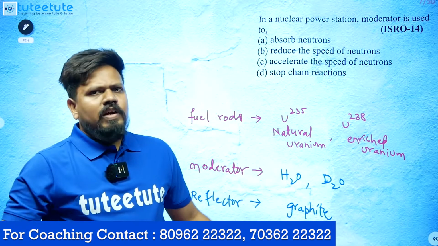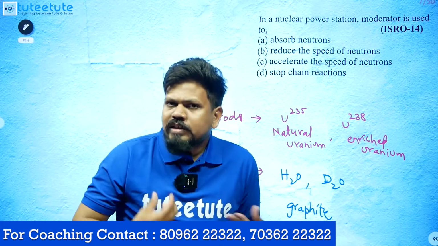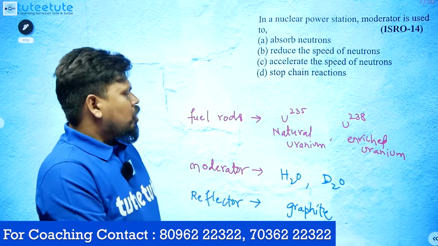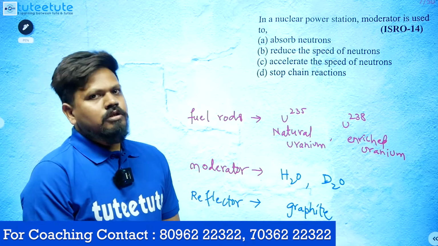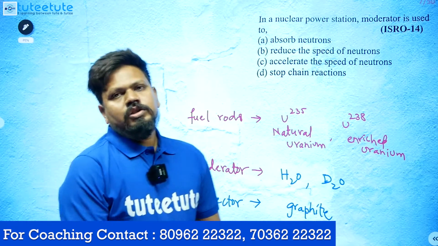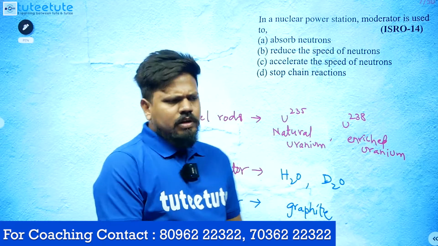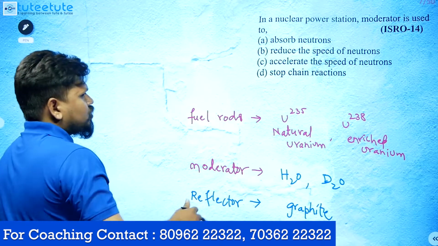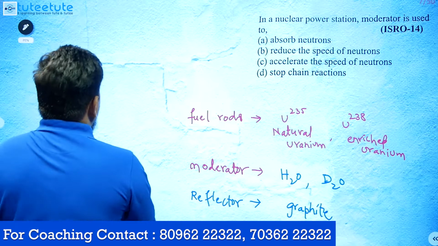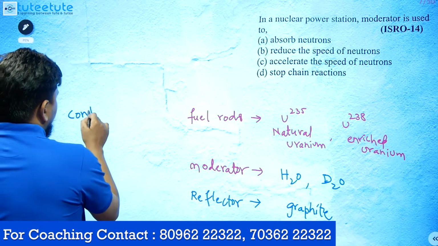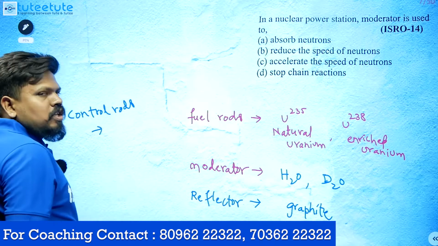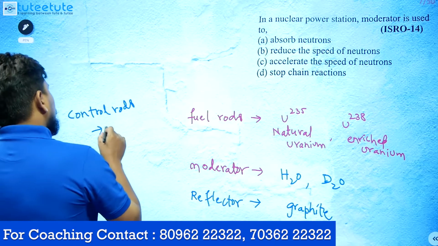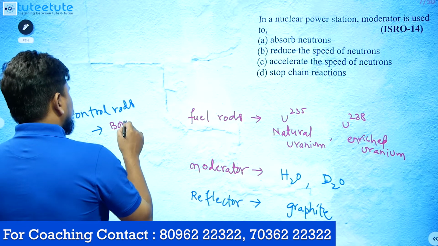Whenever neutrons are captured, there are no extra neutrons to collide with the uranium material, so the nuclear chain reaction will slow down, or stop after some time. Understanding, right? So we have to use some rods. What are those rods called? Control rods. What are the control rods made of? This is nothing but boron or cadmium.